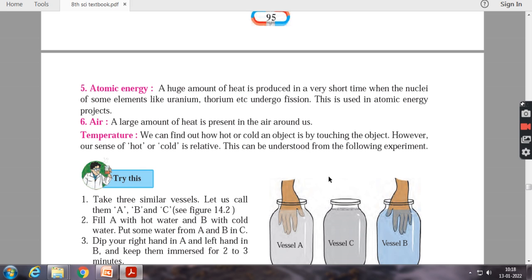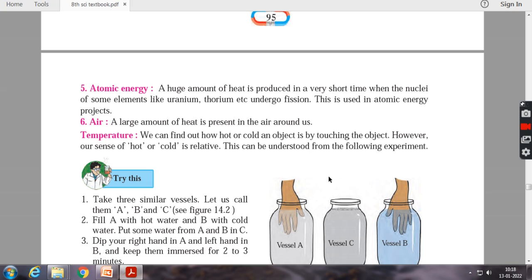You must have known that there is a center called the Bhabha center. In a chamber there, they produce atomic energy. They bombard uranium and thorium, and a process called fission goes on, and they produce atomic energy. So that is also one source of heat.